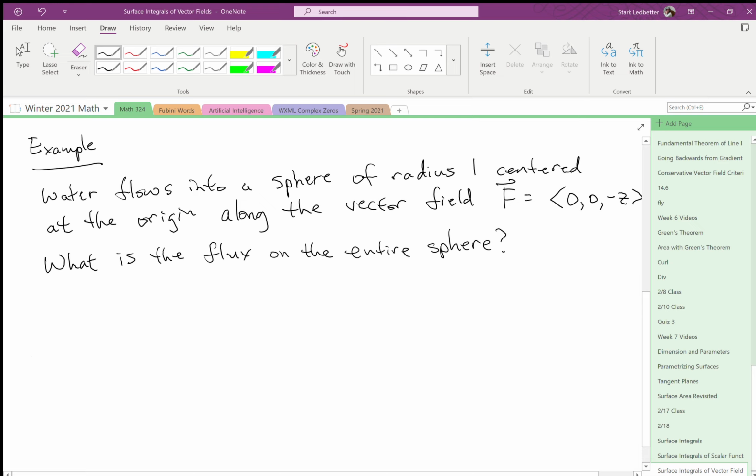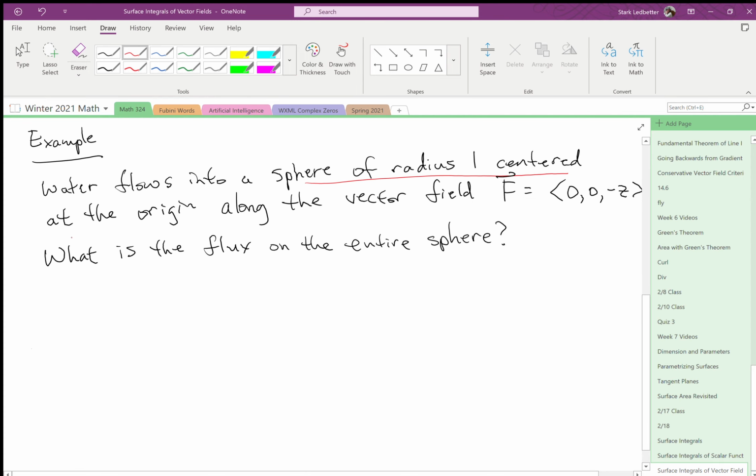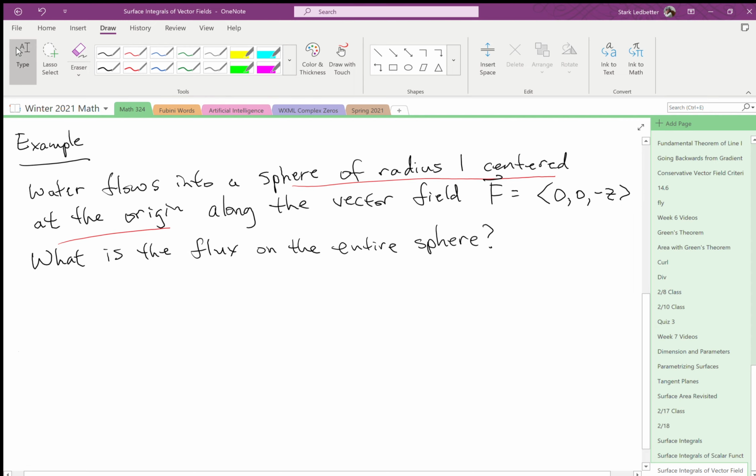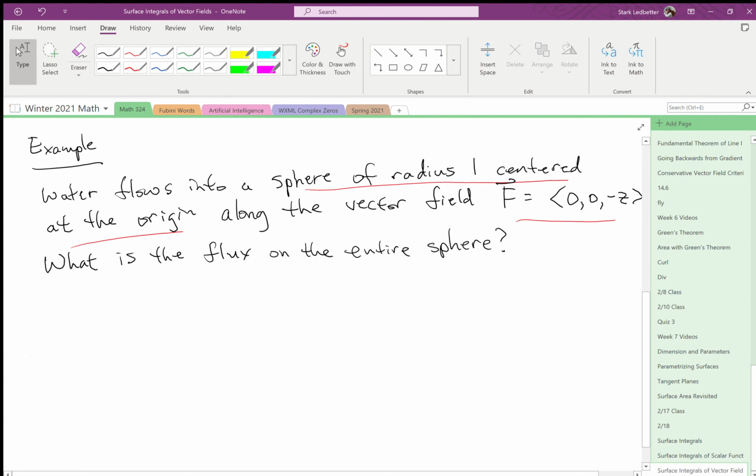So we're pretty familiar with surface integrals in general because I did a ton of examples with the scalar fields. So hopefully I can just do one example with a vector field. And I'm going to make a word problem so it's extra juicy, but we'll be able to see the word problem and hopefully also some of the mechanics. Okay, so water is going to flow into a sphere of radius 1 centered at the origin. Okay, easy sphere. And it's going to flow along this vector field.